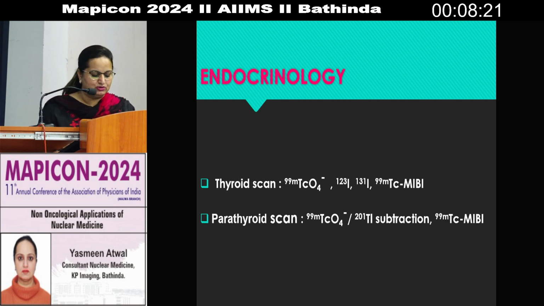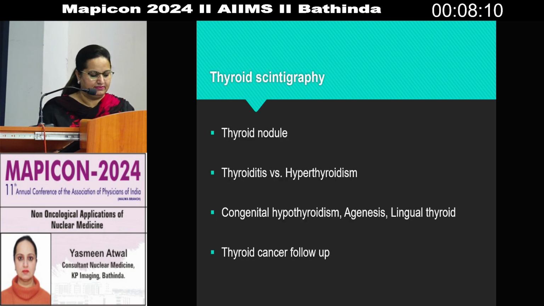The most commonly used is the first one, technetium pertechnetate. Whereas in parathyroid scan, we utilize other techniques also, subtraction techniques, but all these are done only on gamma camera itself. So thyroid scintigraphy. Suppose we get a patient with high levels of T3, T4 and suppressed levels of TSH. So what is the cause?